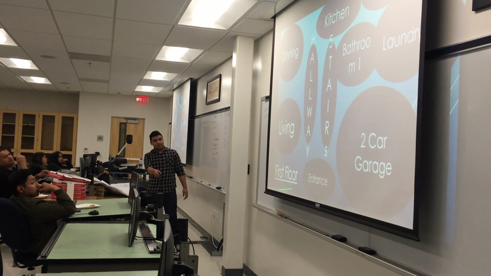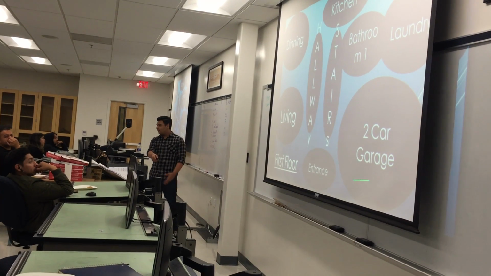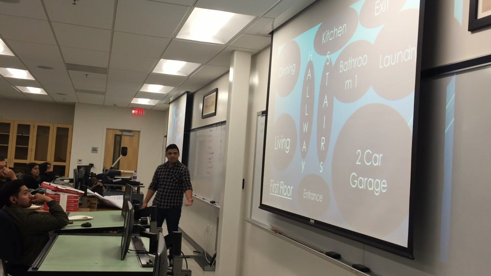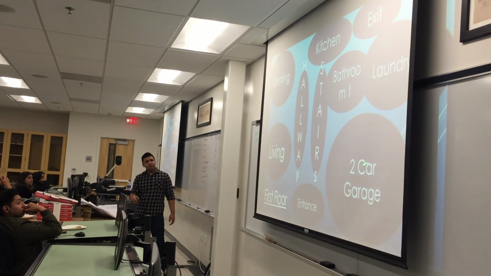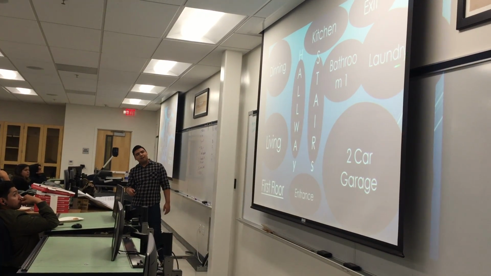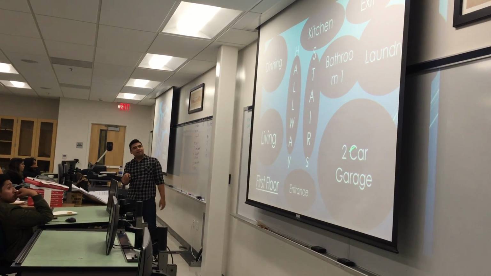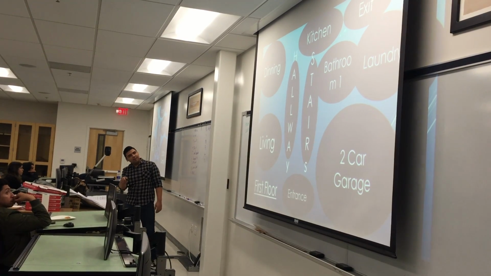This is the first floor. The entrance starts here, with a two-car garage. So if you have multiple cars, you'll be set. From the two-car garage, you have the laundry room. So you go from the two-car garage to the laundry room. From there, you go to the kitchen.